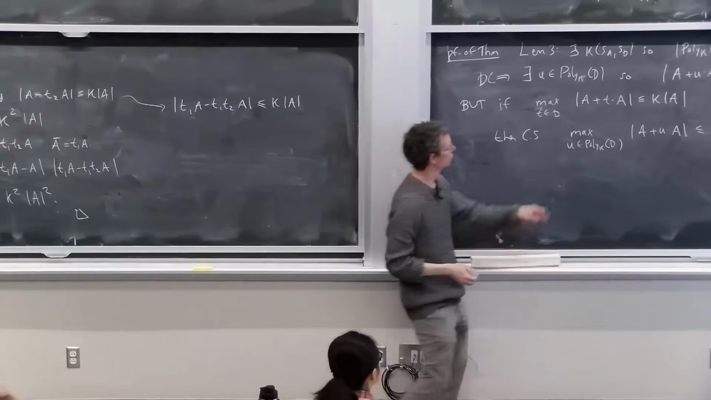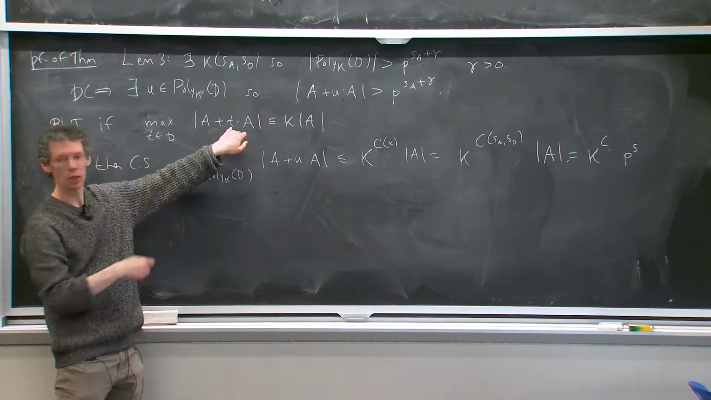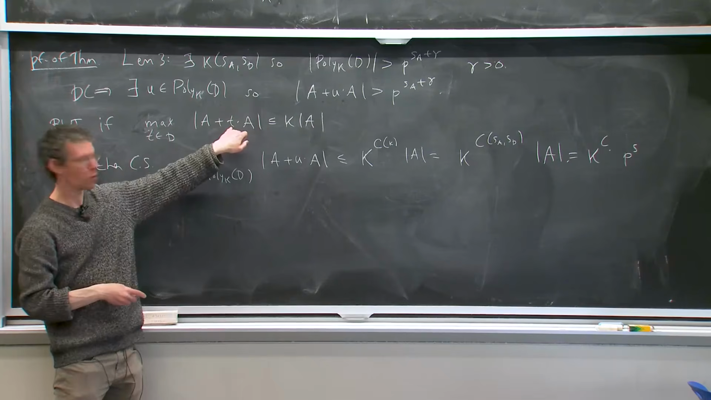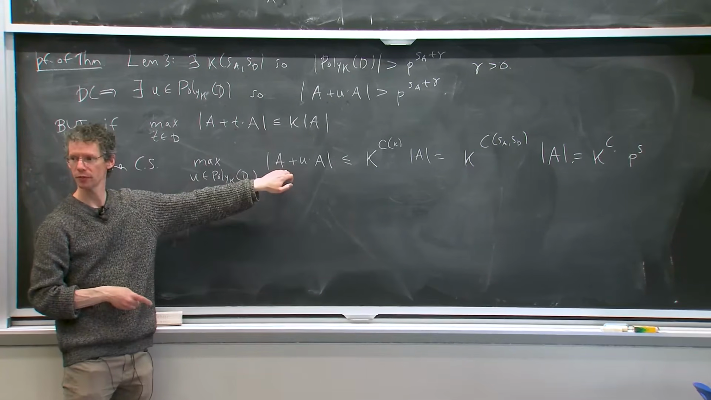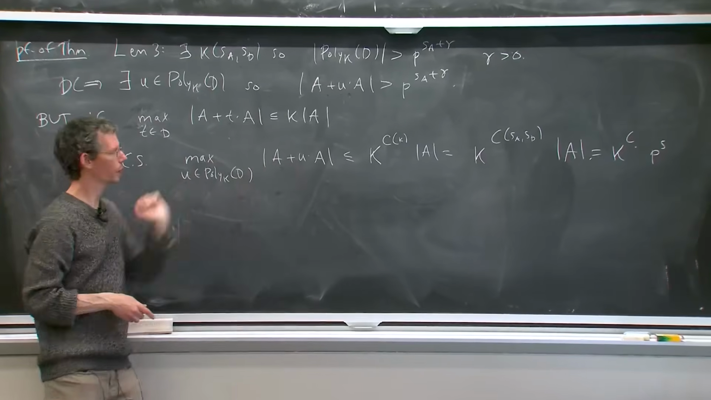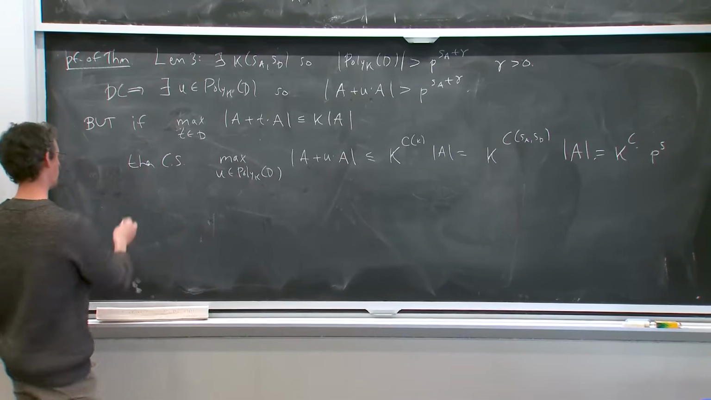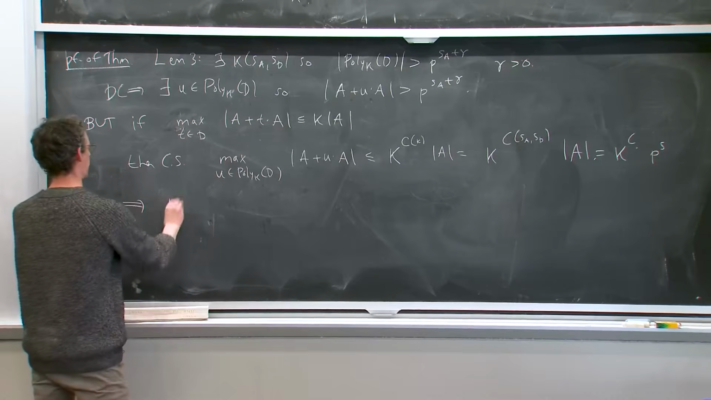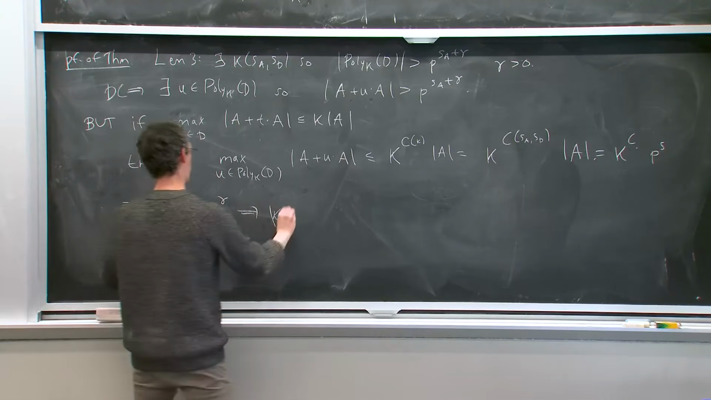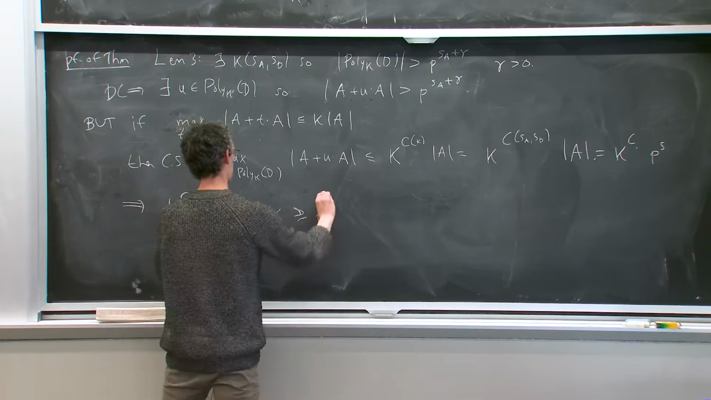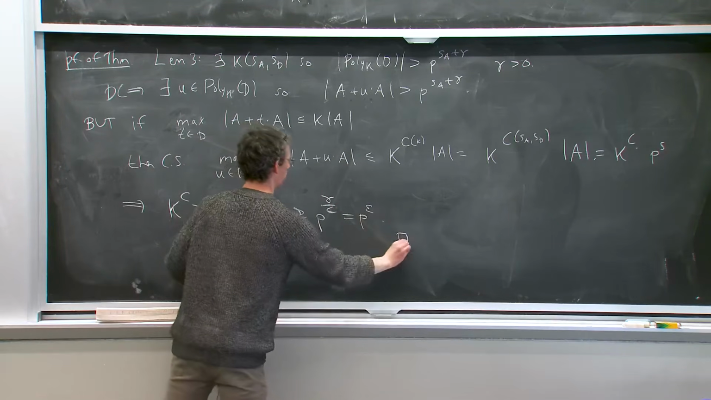So if all of these projections had been really small, then other projections would be small where you add or take negatives or multiply, and by putting that together, you would get that these are small. Okay, and so the conclusion is that k to the c is bigger than p to the gamma, and so k is bigger than p to the gamma over c, which is our p to the epsilon. That's the proof.